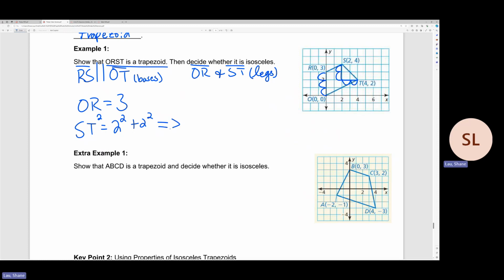This will then change into ST squared equals 4 plus 4, which is 8. And the only way to cancel out a square is to take the square root. So what we're left with is ST equals the square root of 8. Now, looking at this visually, we could say, of course, that 3 is not equal to the square root of 8. Because they are not equal to each other, this is not an isosceles trapezoid.